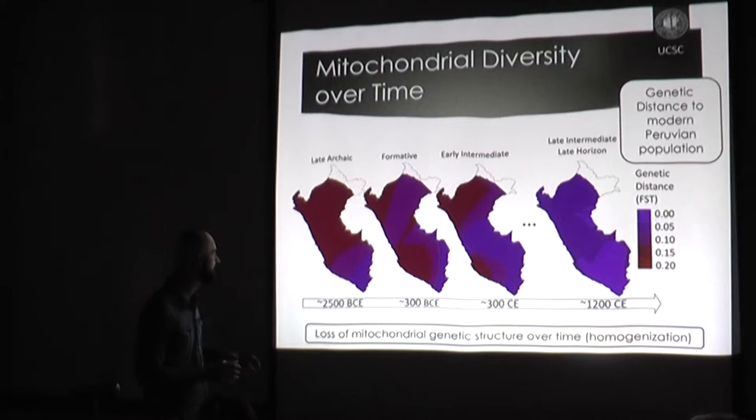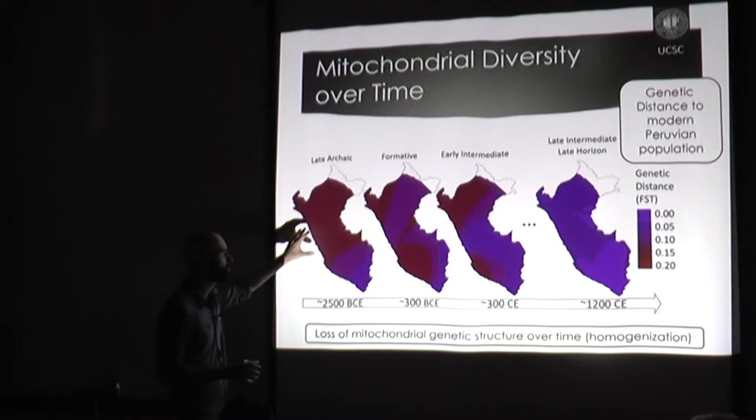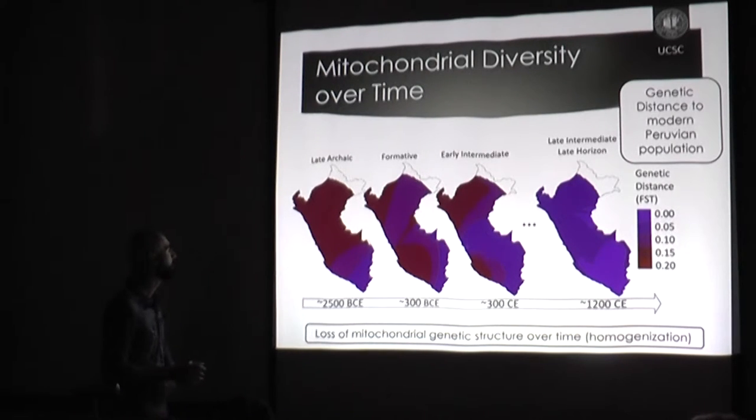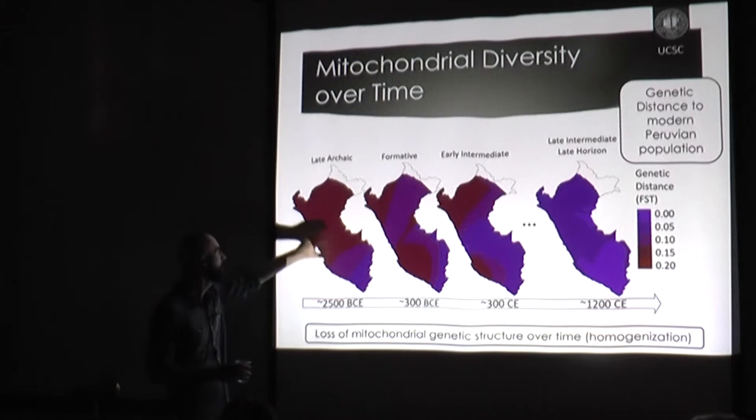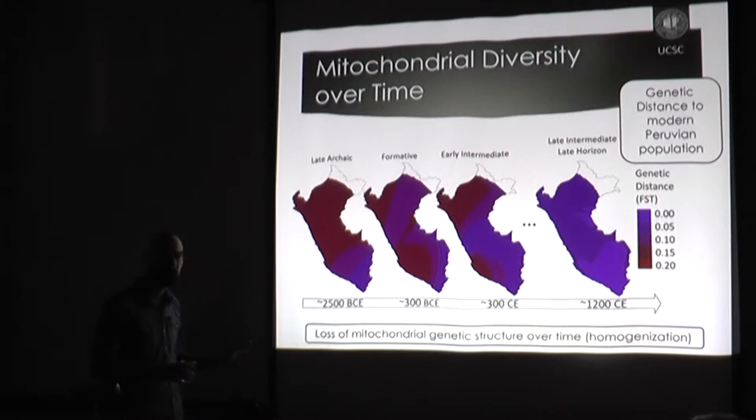And what you see is that here at the oldest point in time, marked at 2500 BCE, we have large populations that actually cover all of Peru. Of course, populations were there, but here we have large sets of samples where we can actually model in space because we have data points all over the country. We see that low distances to the modern populations are found only in the south, while populations up in the north and the central Andes were quite distant from modern populations.